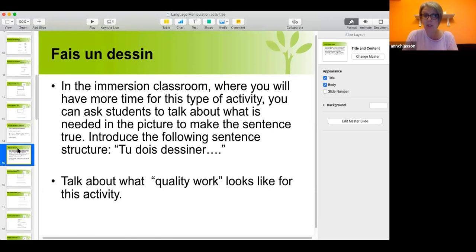Now, pour Fais-moi un dessin, they love this. And you can do it in different formats. It doesn't always have to be just a little worksheet. You could give them a large chart paper size and get the kids to work together on completing the drawing. That's a fun activity as well. And that encourages, because they're working on the same sheet of paper, it encourages interaction en français.